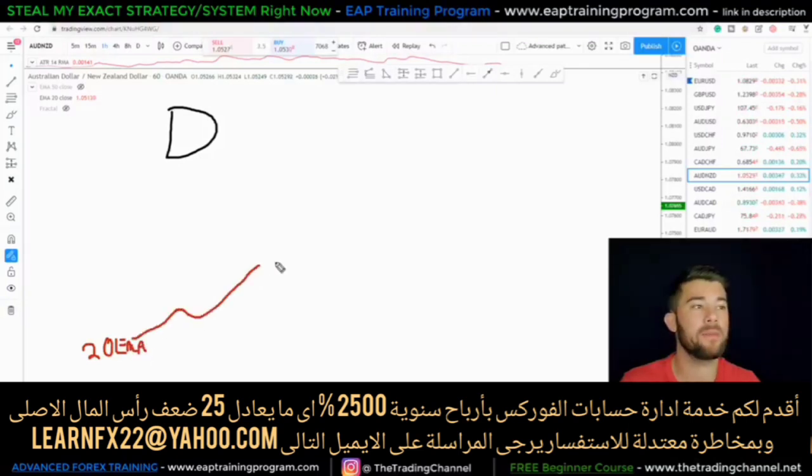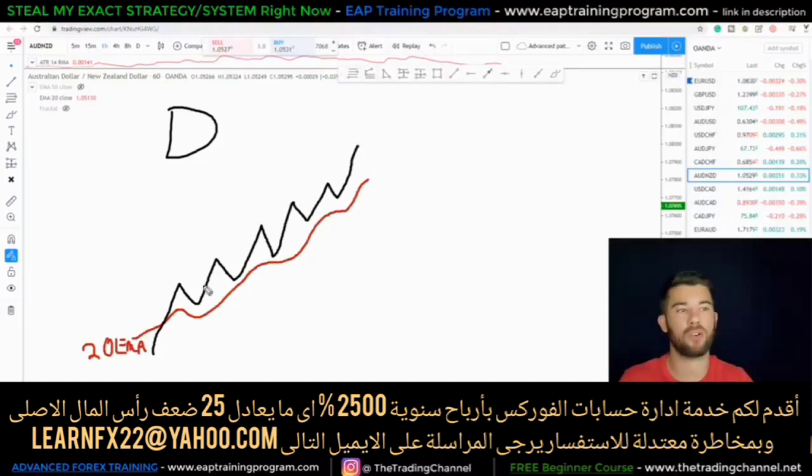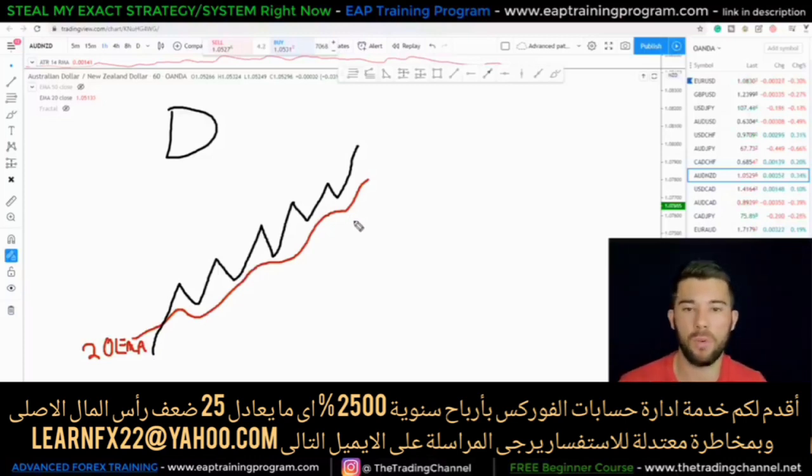We have our 20 EMA, and as long as price stays above that 20 EMA and the bodies of candles don't start touching this 20 EMA, then we are considered to be in an uptrend. So if the daily chart is doing this right here, then what do we want to look for on lower time frames? We want to look for long trades.